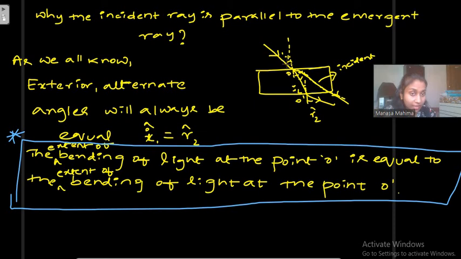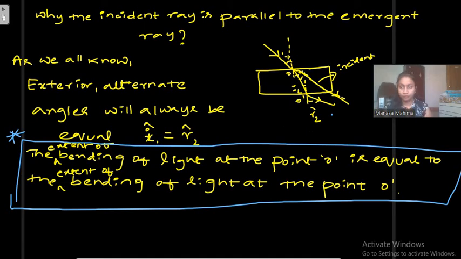What are the exterior alternate angles? This I1 and R2. These are the two exterior alternate angles. These two angles are equal. As a result, what can we say? The extent of bending of light at the point O is equal to the extent of bending of light at the point O prime. As a result, we are seeing the light ray to be parallel. The incident light ray is parallel to the emergent light ray.